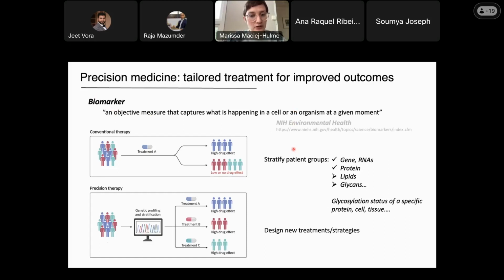Stratification of patient disease groups is vital for this. And you can see here that precision therapy would rely on different treatments going for different target groups. And gene, RNA, and protein approaches are commonly adopted to stratify these patient groups, with lipids and glycans coming forth now. And the glycosylation status of a specific protein, a cell, or a tissue will be instrumental for going forward and designing new treatments and strategies.